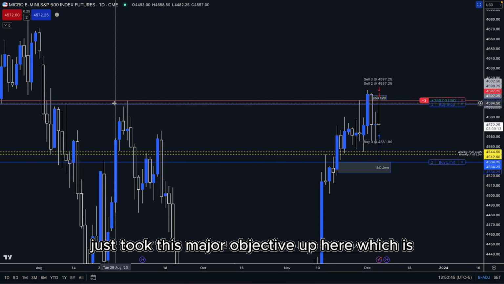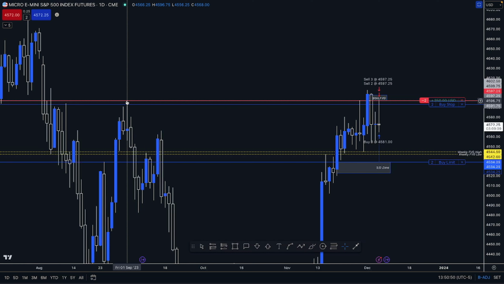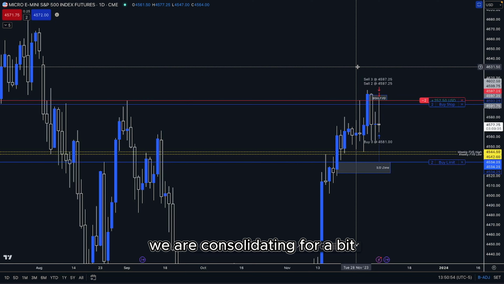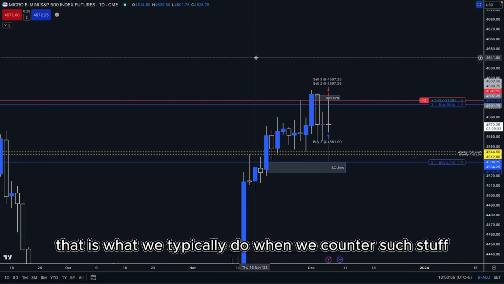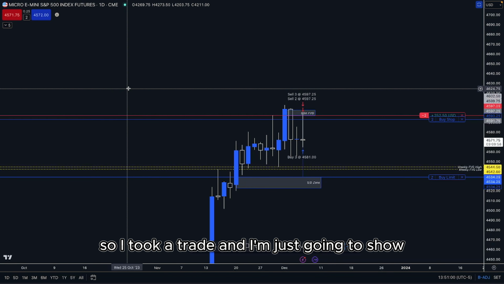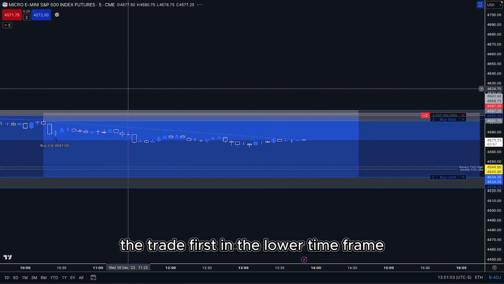Just took this major objective up here, which is this weekly high. And since we've taken a major objective, we are consolidating for a bit. That is what we typically do when we encounter such stuff. So I took a trade and I'm just going to show the trade first on the lower time frame.